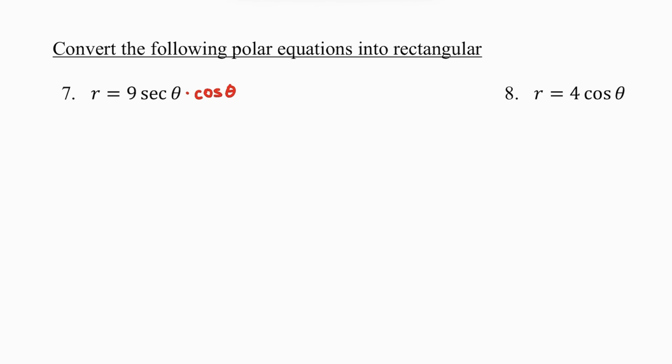Well, secant times cosine is 1. So I need to do the same thing on the right-hand side. So we end up getting r times cosine theta equals 9, and r cosine is x, and that's it. That's the rectangular version of that polar equation.